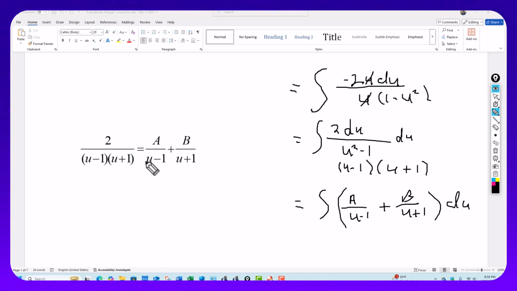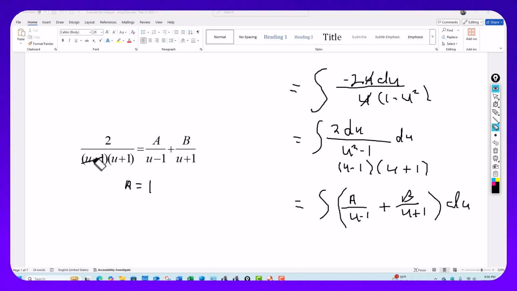So let's see, I cancel this. Cover up. When I find a, I cover up what's under a. And then what makes that factor 0? 1. So I replace the u here by 1. I get 2 over 2 is 1. So I get a equal to 1. That's how easy it is with the cover-up method. Of course, you can do it the long way.